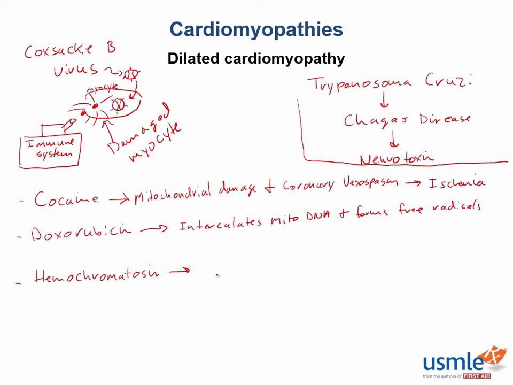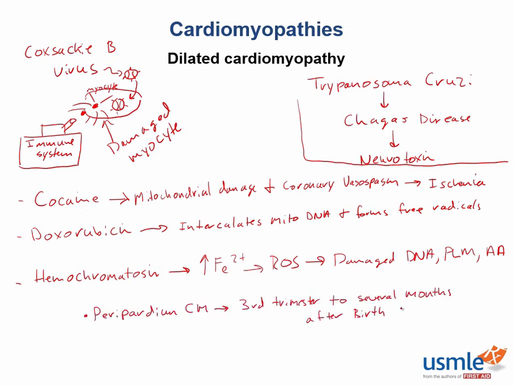Now, hemochromatosis results in excessive iron deposition, and this will lead to the generation of intramyocyte reactive oxygen species, such as hydroxyl radicals. And these will go on to directly damage DNA as well as the phospholipid membranes and amino acids. Now, another cause of dilated cardiomyopathy is peripartum cardiomyopathy, and this commonly affects women in the last months of pregnancy to several months after delivery. Now, the exact cause here is unclear, but it results in myocyte injury as well as systolic dysfunction, as you see in all the other causes of dilated cardiomyopathy. Some other potential causes of dilated cardiomyopathy include thyrotoxicosis, sarcoidosis, and Takotsubo's cardiomyopathy.